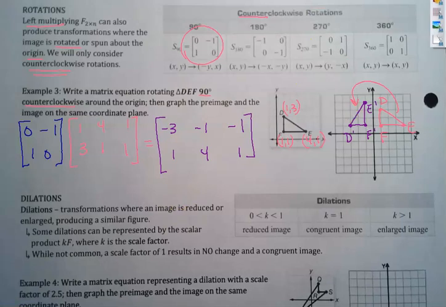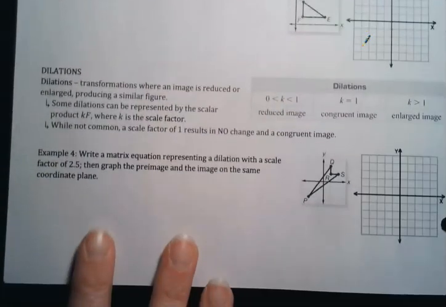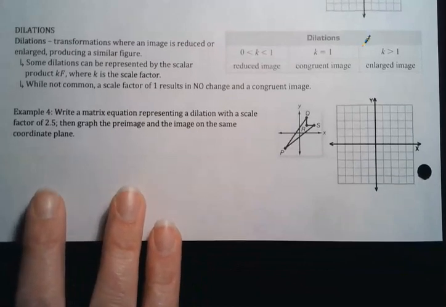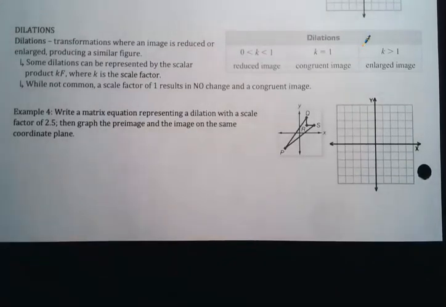Last but not least is dilations. Apparently your notes aren't going to be any quicker tonight, maybe just simpler math. Dilations are the transformations where the image is reduced or enlarged, producing a similar figure. All the others were congruent, remember? Some dilations can be represented by the scalar product K times the matrix F, where K is the scale factor. That's important to know. While not common, a scale factor of 1 results in no change and a congruent image. Well, duh.